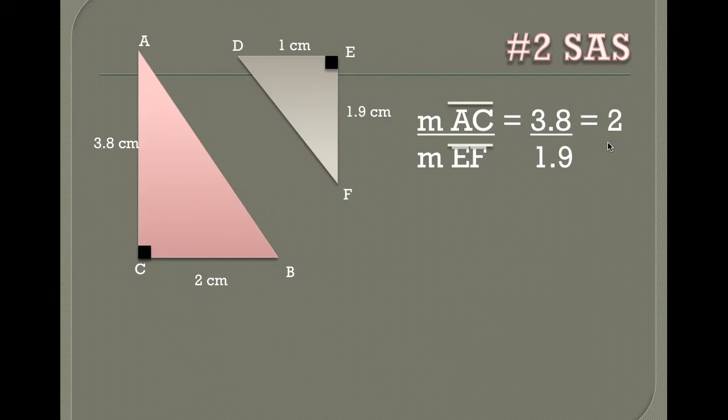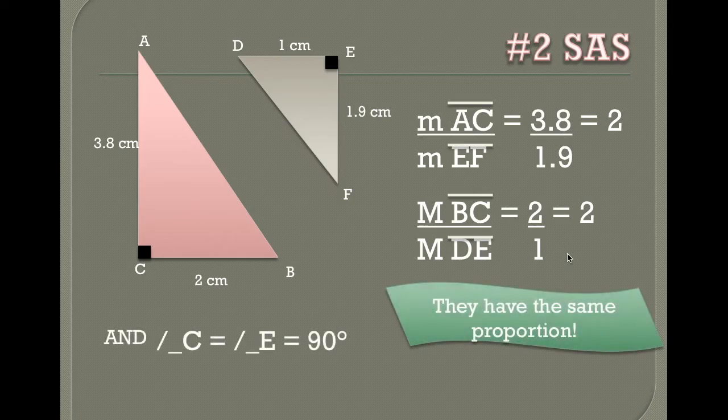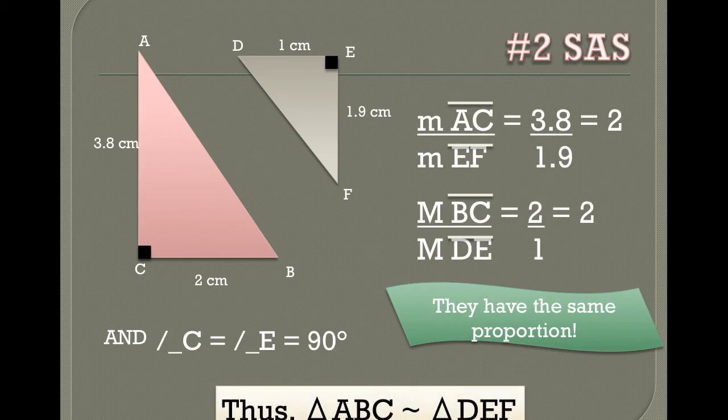Are the other sides proportional to it? Well, yes it is, because 2 divided by 1 gives us 2. Therefore, because these corresponding sides equal the same number when we divide them, they are proportional. We also have that angle C is equal to angle E, which is 90 degrees. It was given to us. And therefore, triangles ABC and DEF are similar by side, angle, side.